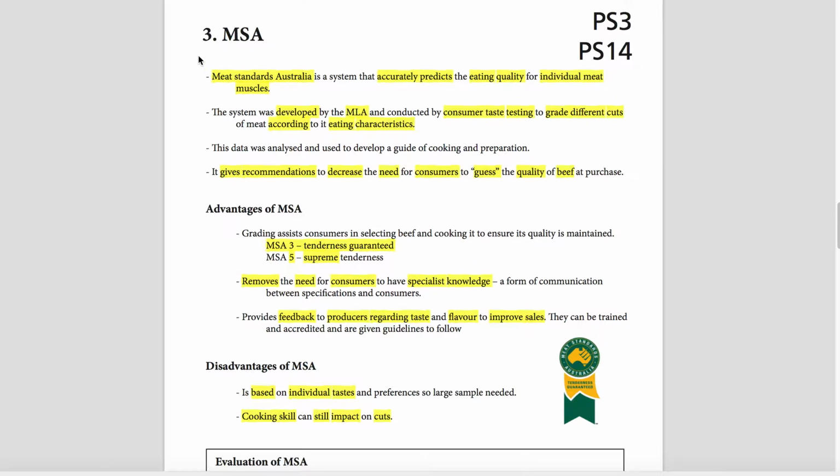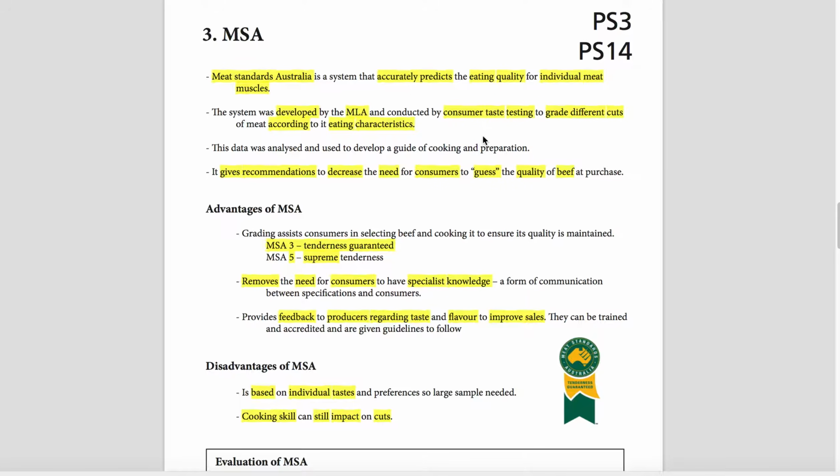MSA is a really important one. It's something you should hopefully know a little bit about already, but it's a system that's been designed by Meat and Livestock Australia, MLA, who are responsible for research and advertising and marketing for beef and red meat in Australia. And so Meat Standards Australia, MSA, is a system that was developed by MLA, and they did it based on consumer taste tests.